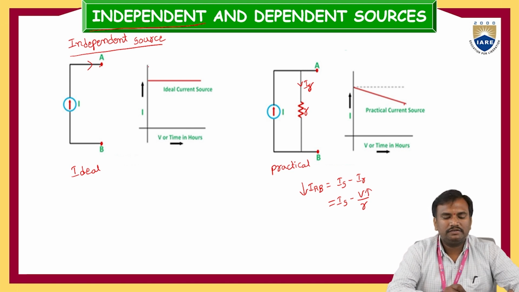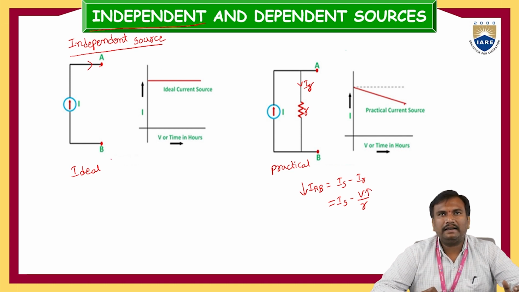The current source is of a constant magnitude. Even though there is any change in voltage or time, there won't be any change in the current magnitude. This is the ideal current source.